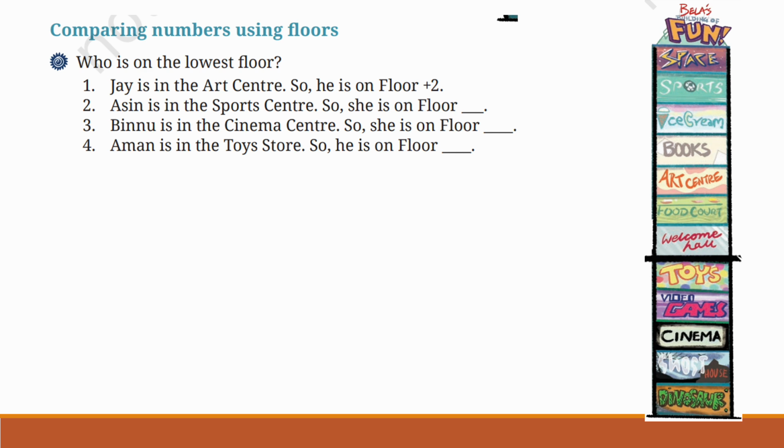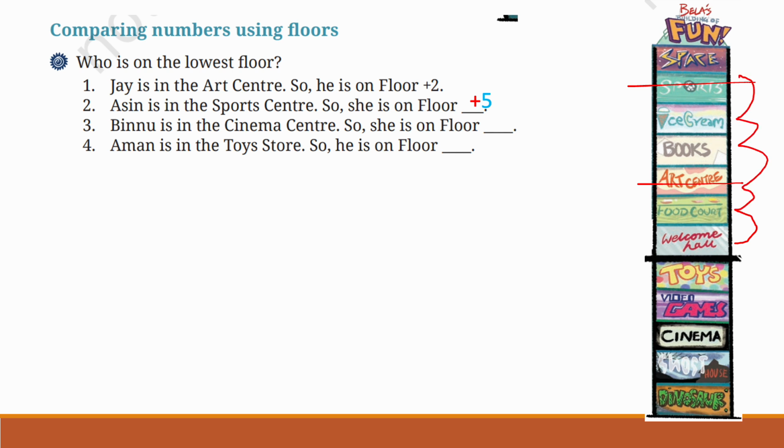Comparing numbers using floors. Who is on the lowest floor? J is in the art center, so he is on floor +2. See, this is +2. Asin is in the sports center. So, she is on which floor? +5. See, this is sports. See, 0, 1, 2, 3, 4, 5.